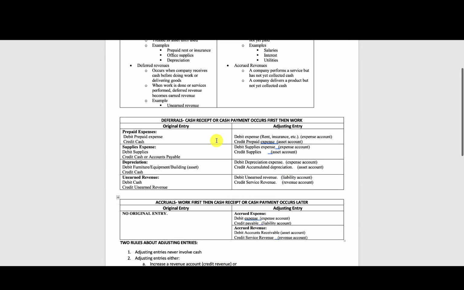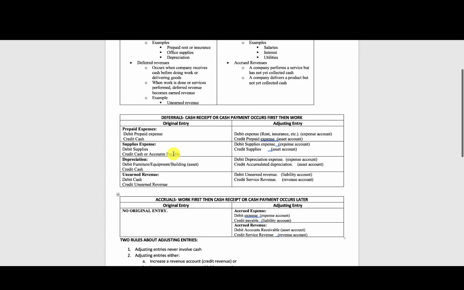So what's happening in deferrals, right? This original entry, it's not an adjusting entry because it involves cash, and adjusting entries never involve cash. So the adjusting entries are what happen after you receive the payment. So these are your adjusting entries. The original entries are just the entries that take place during the transaction. Okay. So now we've gone through all the deferral entries and we move on now to accruals.